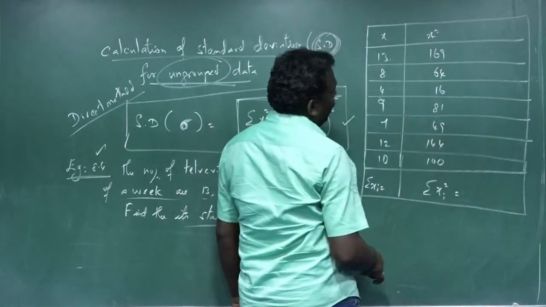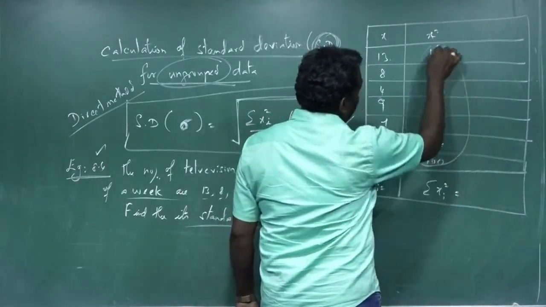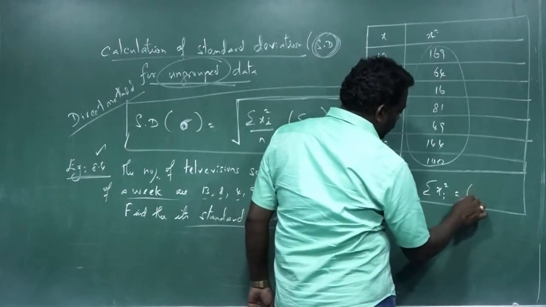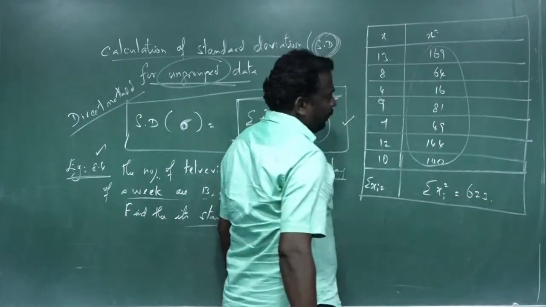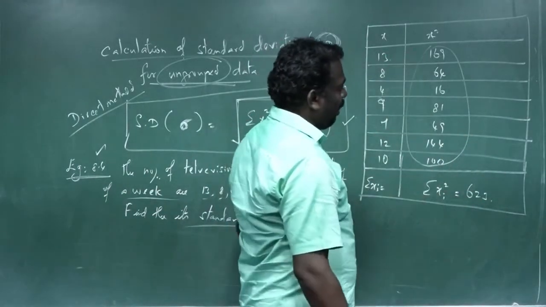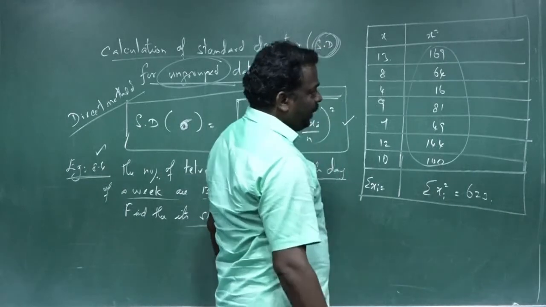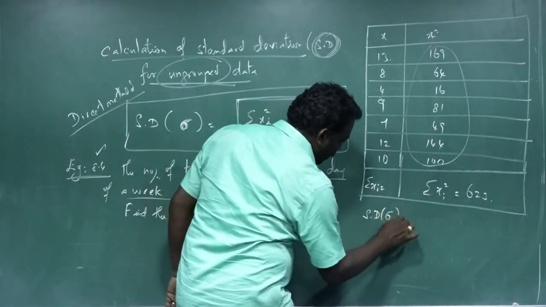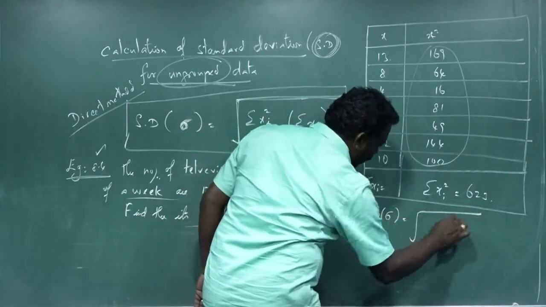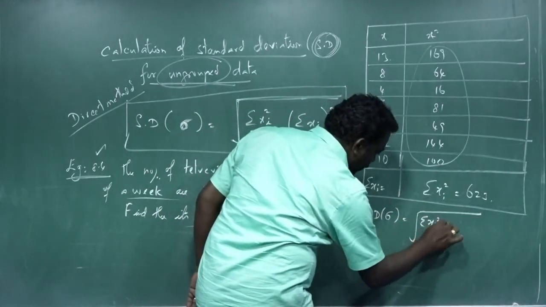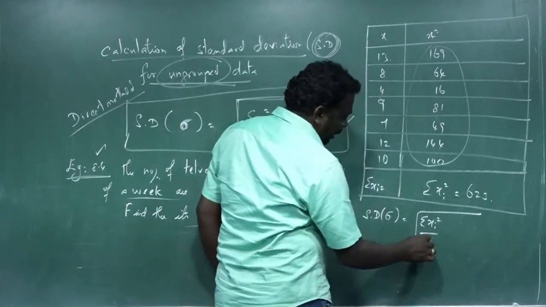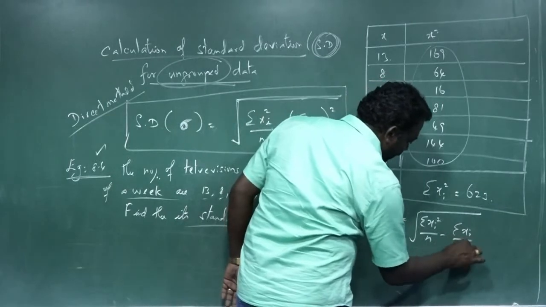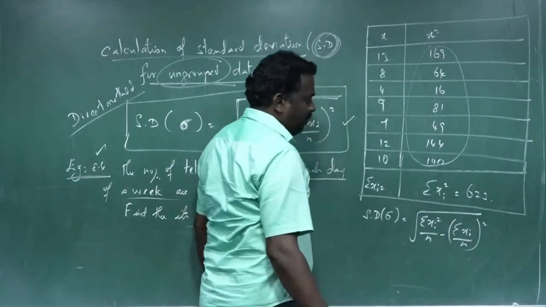Adding all these values, summation xi square is equal to 623. Just adding the terms we get the total value 623. Now we apply the standard deviation formula, sigma equal to the square root of summation xi square by n minus summation xi by n, whole square. This is the standard deviation formula.